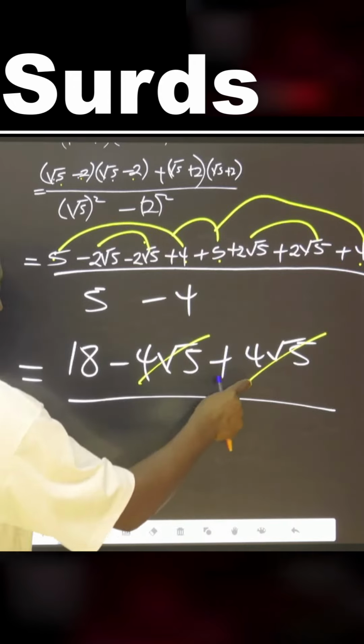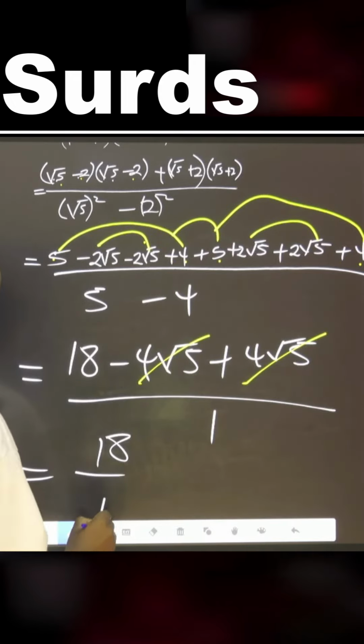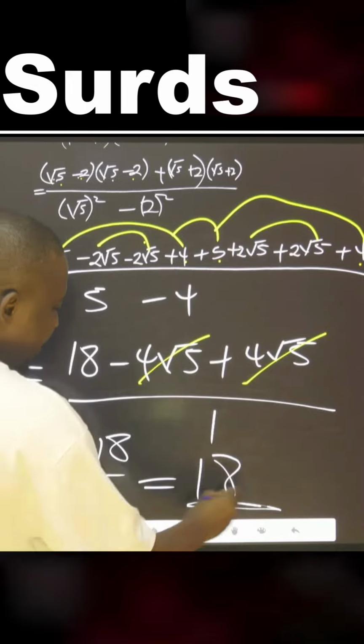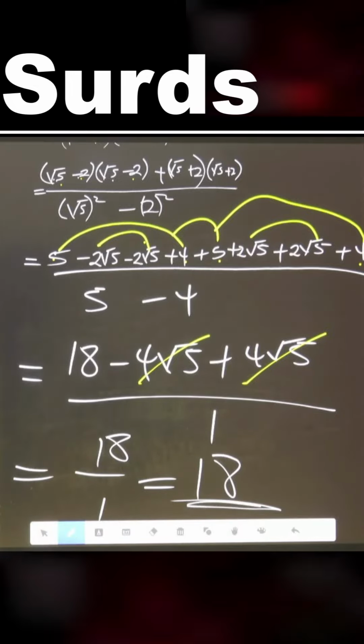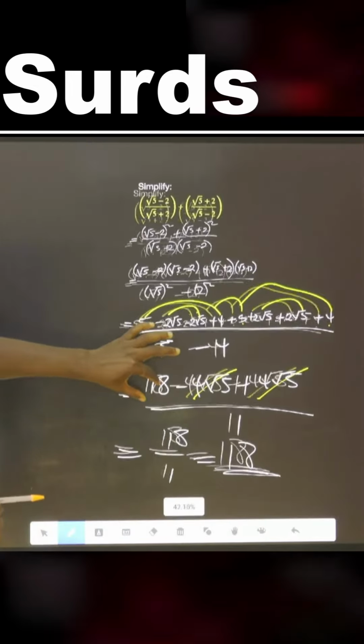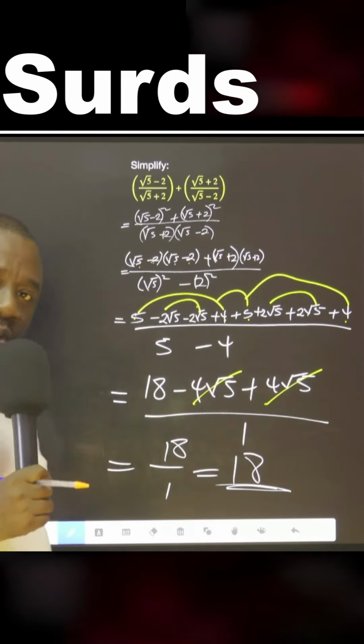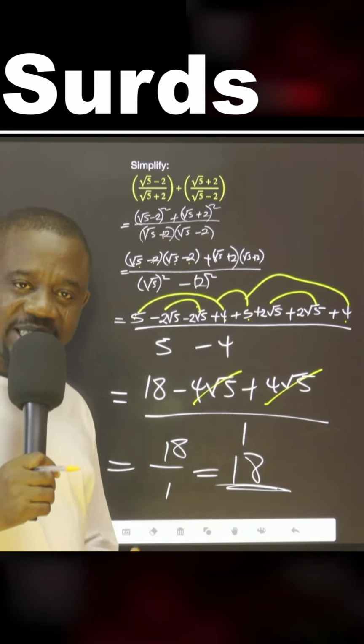This and this will strike out to have 18 over 1, which is equal to 18. So 18 is the answer. 18 is our answer for this question. Hope this is understood. Thank you for viewing.